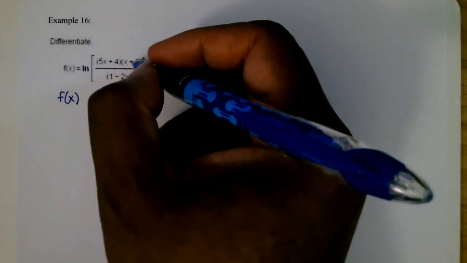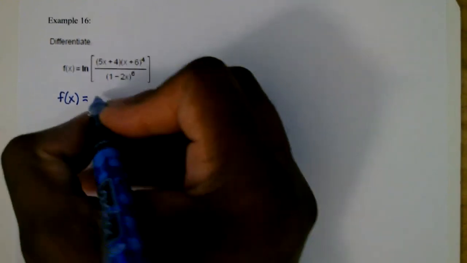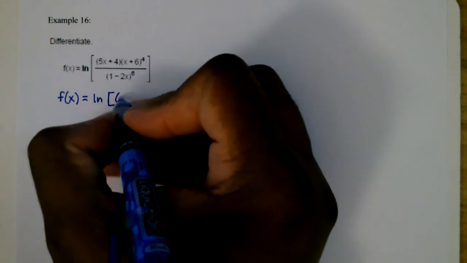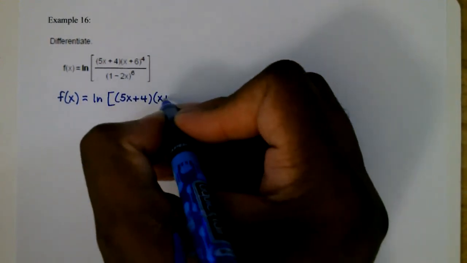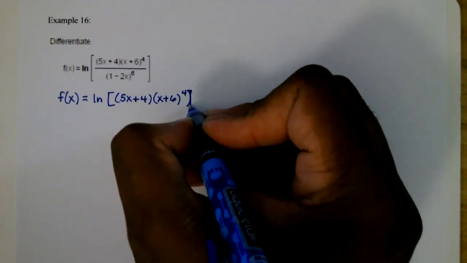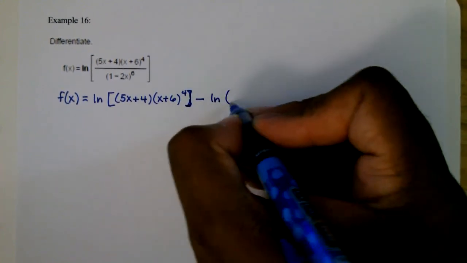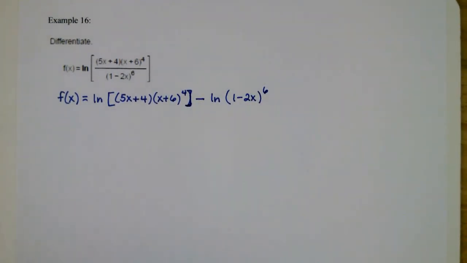I have an ln of a numerator and a denominator. That means I need to apply the quotient rule first. So ln of this would be expanded as ln of the numerator, which is 5x plus 4 times x plus 6. That quantity is to the 4th. There's a bracket there, minus ln of the denominator. That's 1 minus 2x raised to the 6.